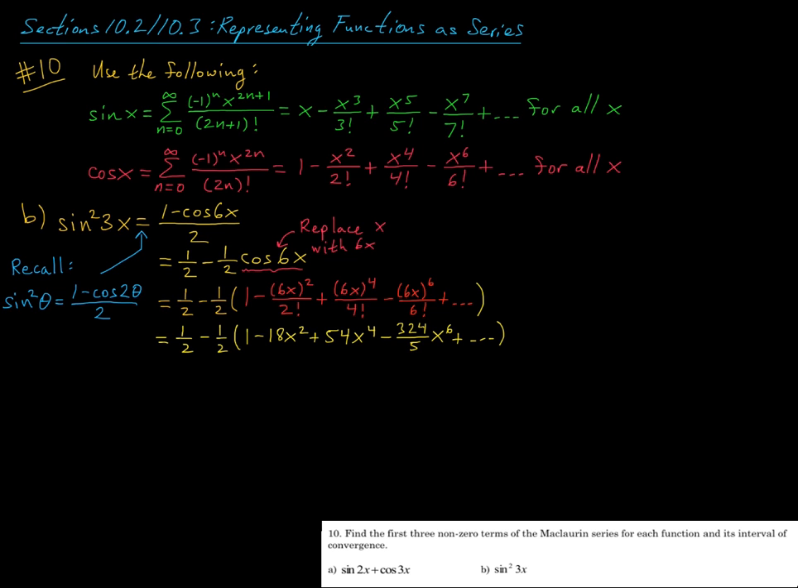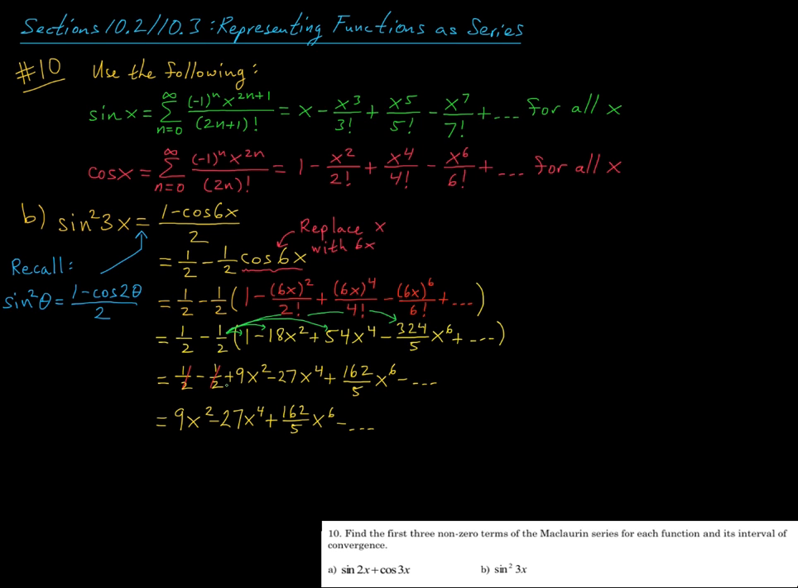Okay, and now let's go ahead and distribute that negative 1/2. So I'm going to get a negative 1/2, then a plus 9x squared, then a minus 27x to the 4th, then a plus 162 over 5 x to the 6th, so on and so forth. And here, these two leading halves are going to drop out. And so I'm looking here at the first 3 non-zero terms of the Maclaurin series for this function sine squared of 3x.